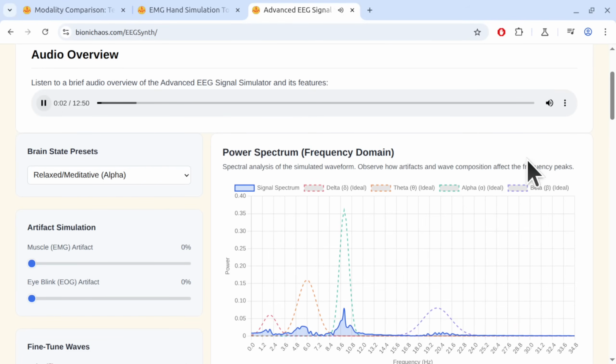Today we're plunging into the fascinating world of brain signals. Yeah, and we're using a source that describes a specific tool, an advanced EEG signal simulator. Okay, so let's unpack this then. What's our goal here? What are we trying to figure out?